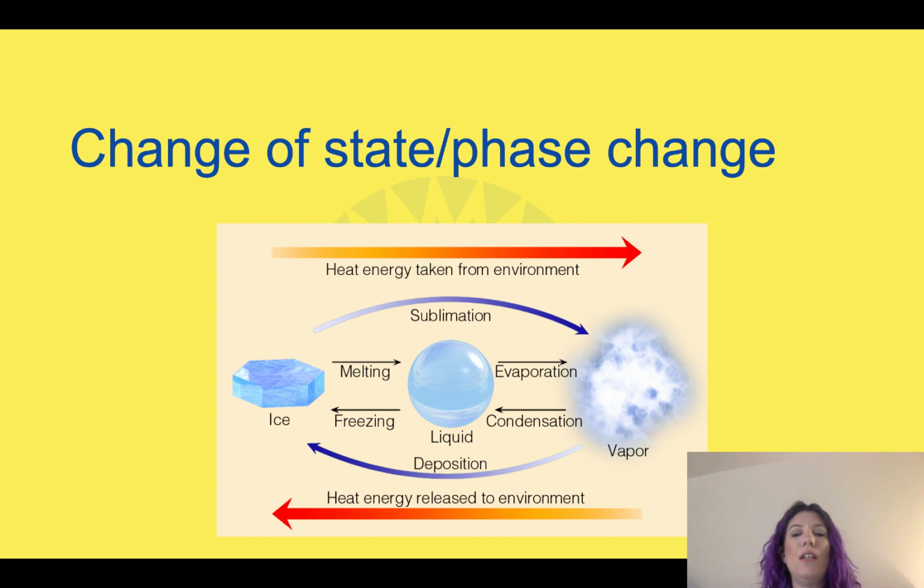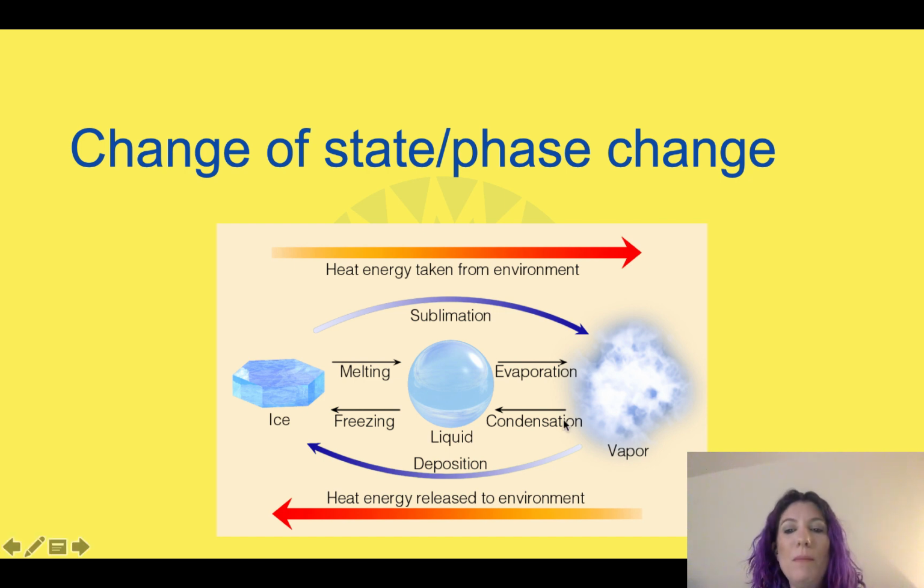Here's a nice little depiction of that. You can see when things move in this direction, I can't point, but hopefully this is the right direction if you're looking at this, if it's going from liquid to vapor, that's going to be evaporation. That's going to be heat energy taken from the environment. This heat energy taken means it's actually cooling, right? If you're subtracting heat, then it's going to be cooling.